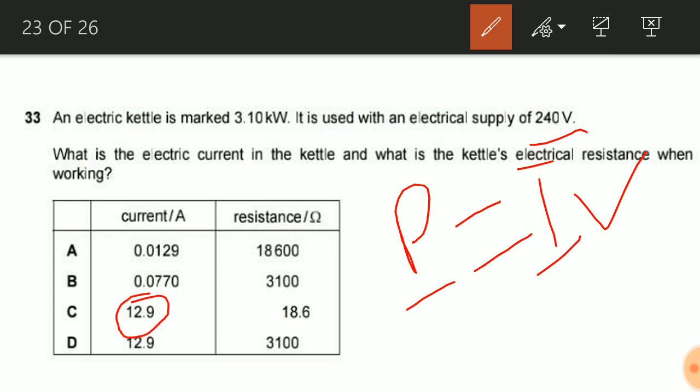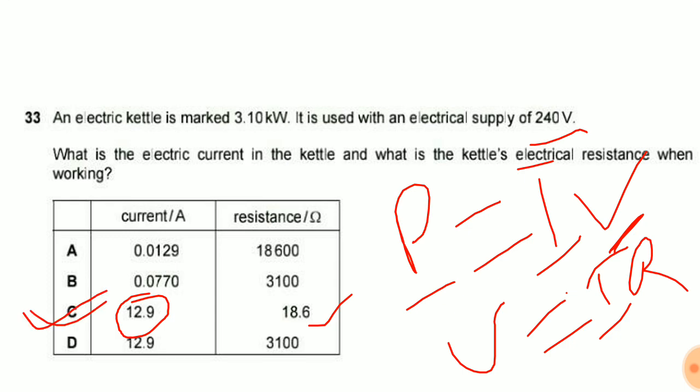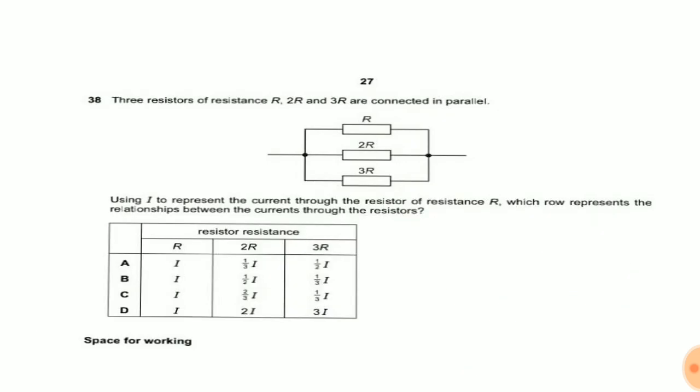12.9 is our current, and we know our V, we know our I. Now we have another relation, V is equal to IR. On doing V is equal to IR, we will get our R. R will be 18.6 or near value of 18.6. So option choice C is the correct answer for question number 33. Now let us see this question.